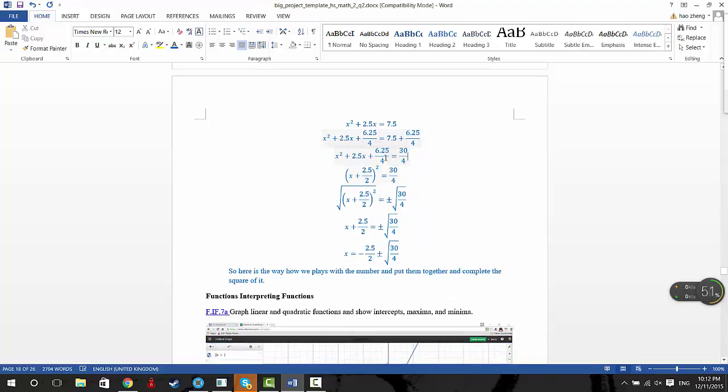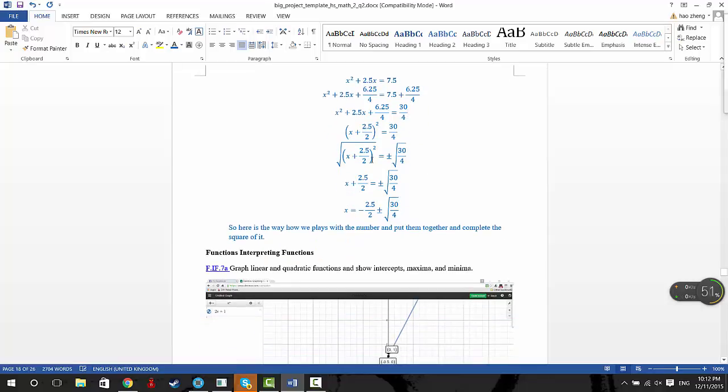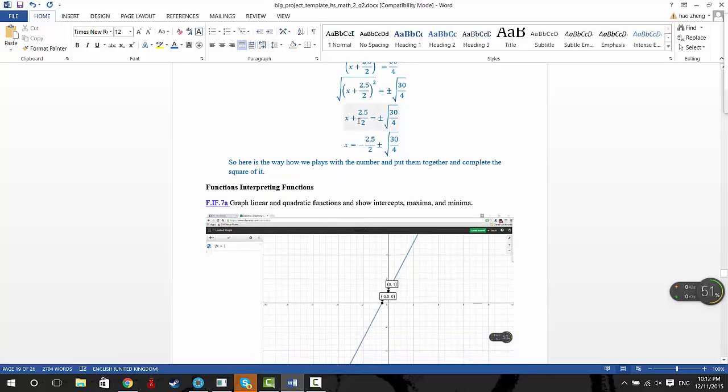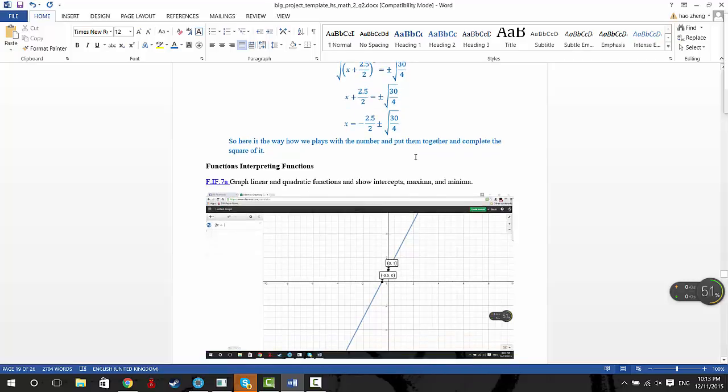And at first, we simplify it to here, equals 30 over 4. We're going to get rid of the exponent, so we square root both sides, and here will be plus or minus square root of 30 over 4. And then we move the 2.5 over 2 to the other side, so it will be x equals, so we can find x plus or minus. There's two answers, remember, don't forget.